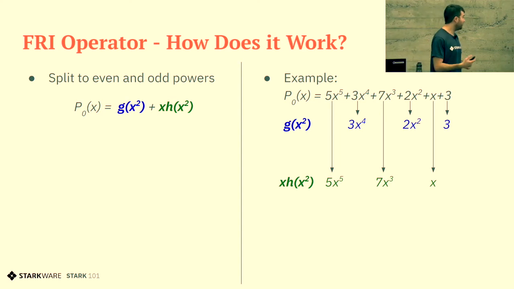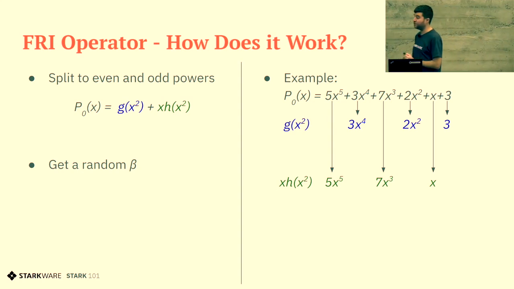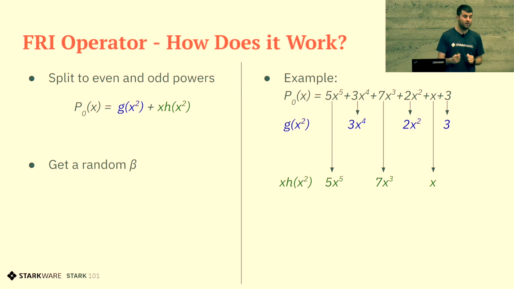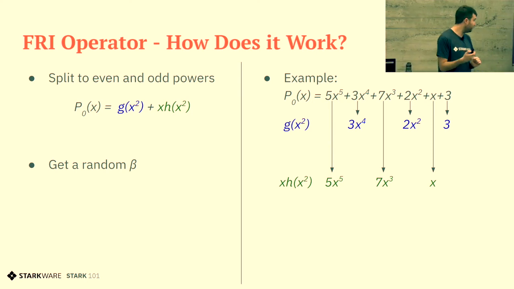Now we receive the random beta. The reason we receive this random beta is to allow the verifier to be convinced that the prover didn't cheat him. Because in each step, we get a new random beta from the verifier, and he can be convinced that the prover didn't compute it in advance.